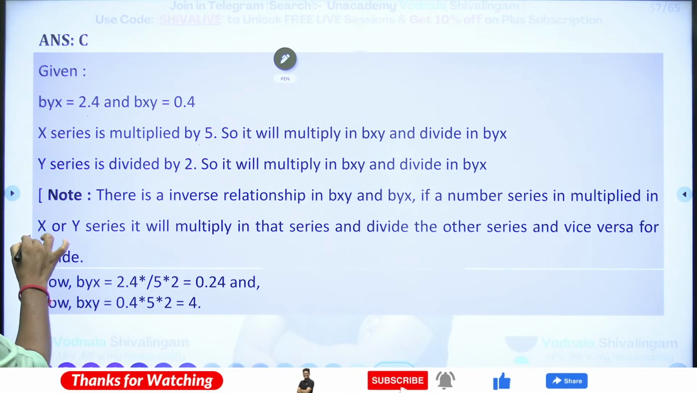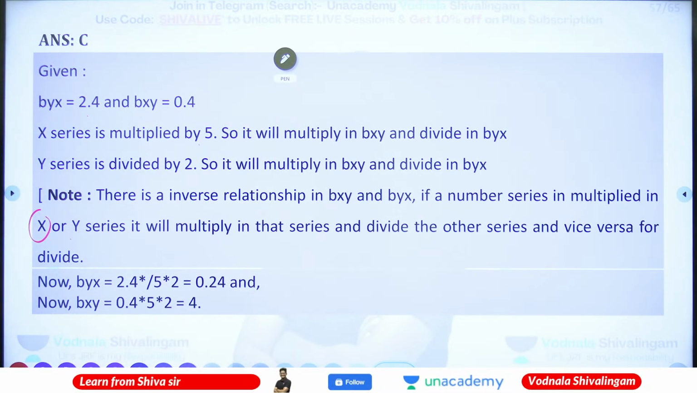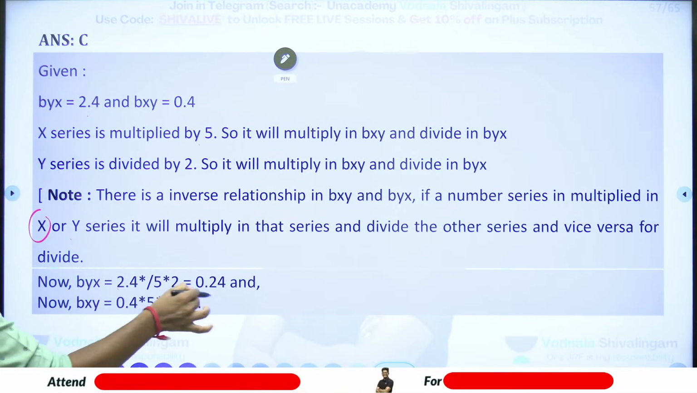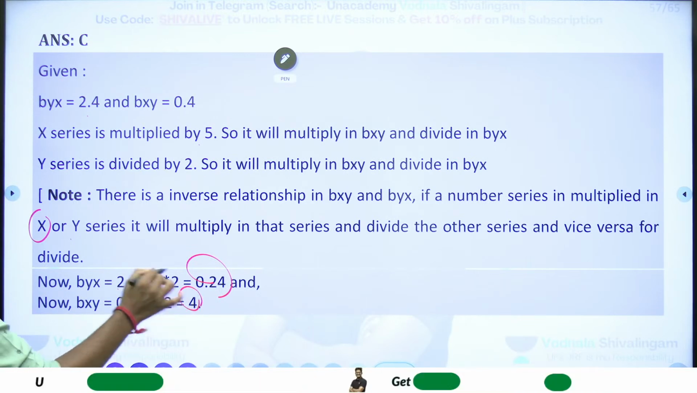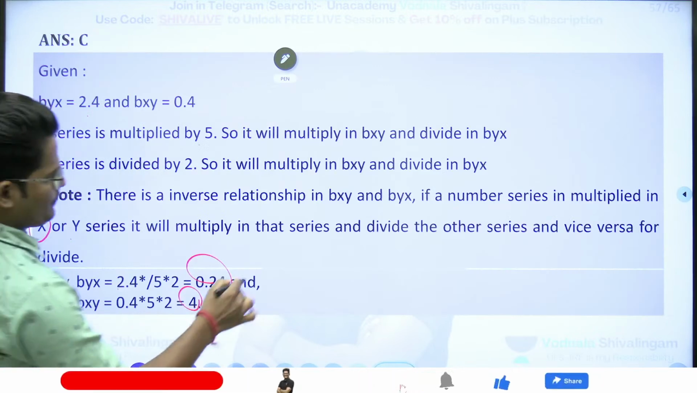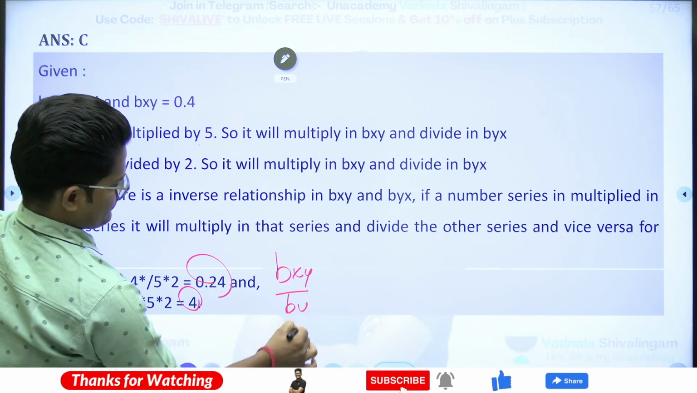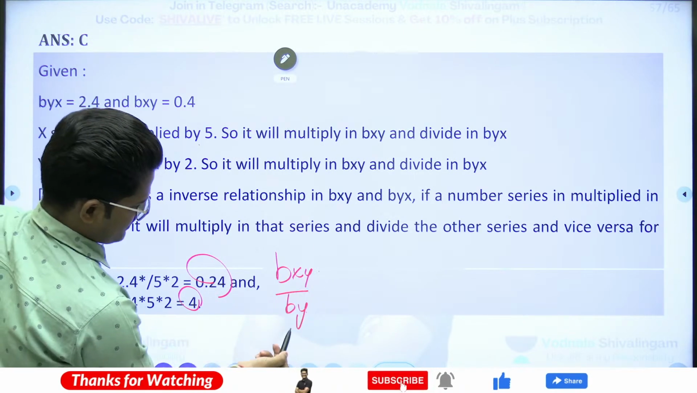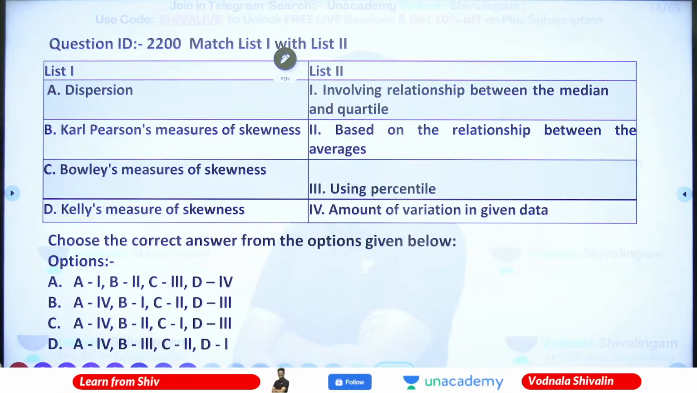If a number is multiplied on the x or y series, it will multiply that coefficient and divide the other one, and vice versa. So 2.4 into 2 divided by 5 will be equal to 0.4, and 0.4 into 5 divided by 2 will be 4. So both numbers came; it is an inverse relation between bxy and byx. If you are multiplying for this, it is divided for that; if you are dividing for this, it is multiplied for that. Inverse.